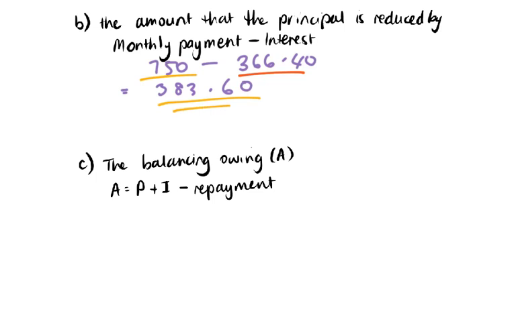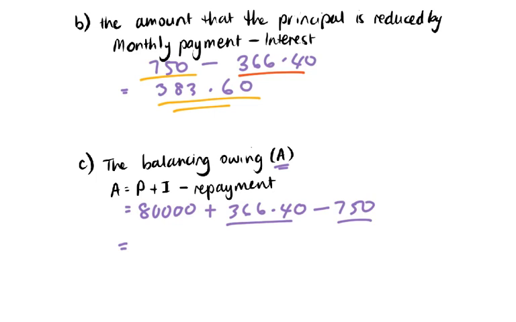In part C, we need to find out the balance that's owing on the entire loan, and we're going to represent that by the letter A. So first what we're going to do is add the principal, so that's $80,000, with the interest, which was $366 for that month. We're going to add those two together, and then from that amount we're going to subtract the payment. So remember, with these loans, the loan increases by the interest and then is reduced by the payments. So if we use BidMaths, we're going to add first, and then we're going to subtract the $750, and the balance owing is $79,616.40. So the balance owing after the first month of payments is $79,616.40.